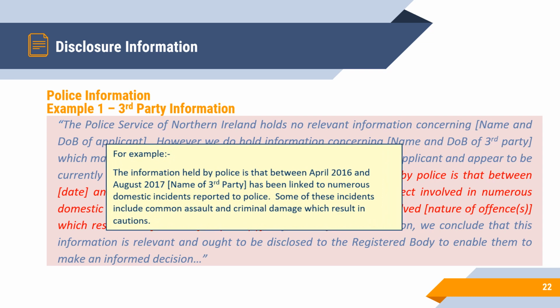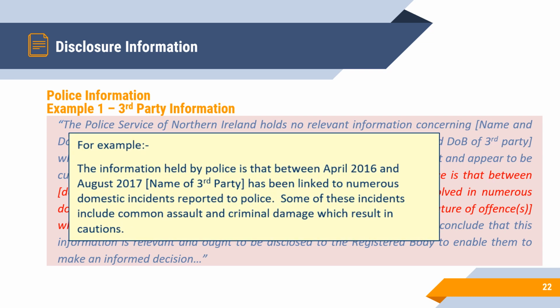A specific example of this police disclosure might look something like that highlighted on screen, where police have disclosed details where the third party has been linked to numerous domestic incidents which have been reported to police, which include common assault and criminal damage which resulted in a caution.